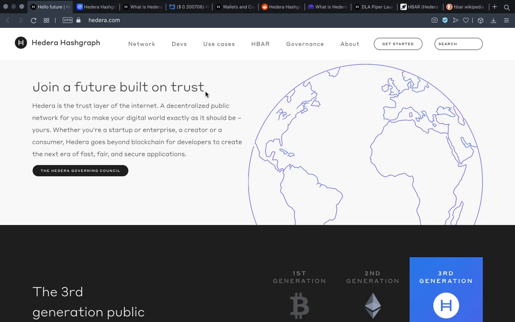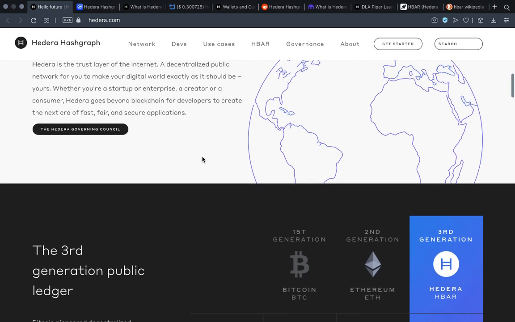Join a future built on trust. Hedera is a trust layer of the internet, a decentralized public network for you to make your digital world exactly as it should be: yours. Whether you're a startup or enterprise, a creator or a consumer, Hedera goes beyond blockchain for developers to create the next era of fast, fair, and secure applications.